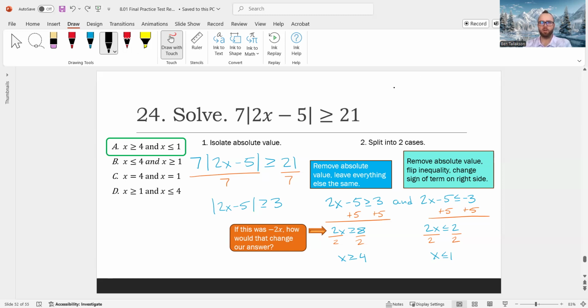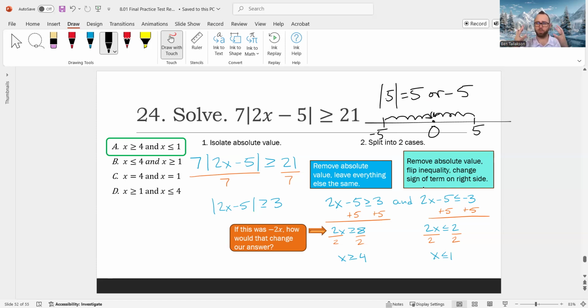So an absolute value, what does it mean to have an absolute value? Well, let's talk about absolute value of 5. Well, that could be 5. It could also be negative 5, right? Think about a number line. Absolute value is distance away from 0. 5 is there, negative 5 is there. These are both 5 away from 0, right? So that's why we need two different cases for these.